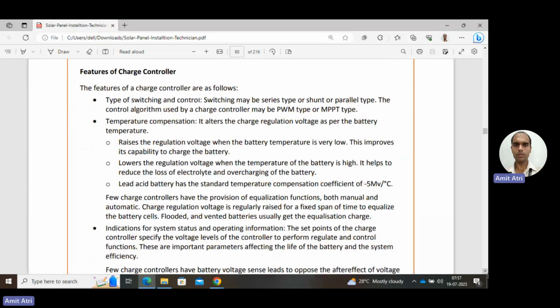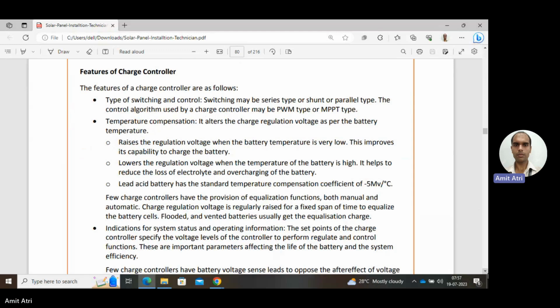Okay, now the features of a charge controller. First, the type of switching and control. Switching may be series or shunt as per our requirement. The control algorithm used by a charge controller could be PWM or MPPT. Both of them we have discussed.